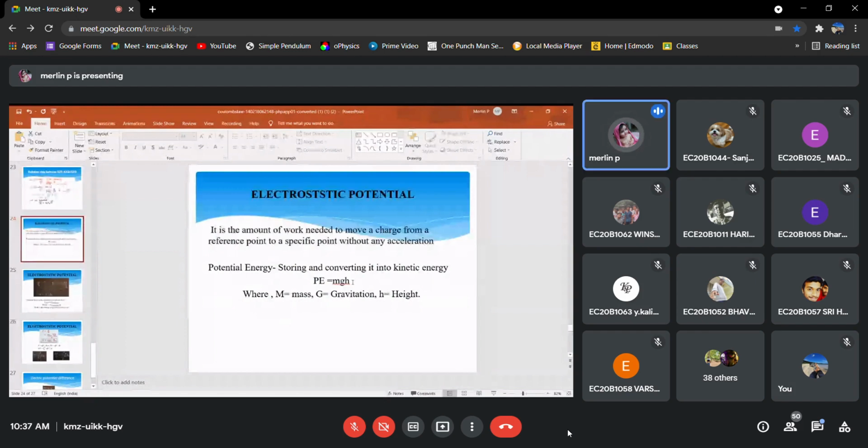So plus q and plus q, at a distance, will always repel. If there is negative and positive, they will attract. Here the internet connection is not good. That's why. Okay, I'll repeat.